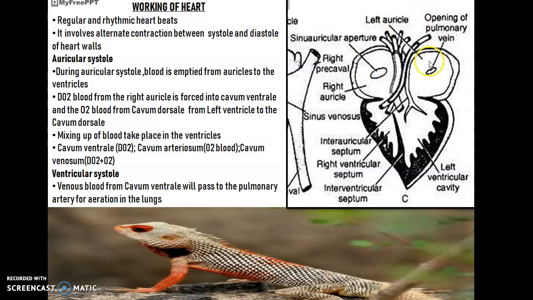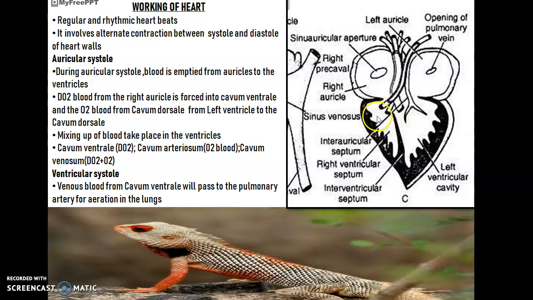Okay, so we know that the right part of the ventricle is mainly concerned with deoxygenated blood, because into this particular area the sino-auricular aperture is open. We know that the sinus venosus is a region into which most of the venous blood from the body enters. So during auricular systole, the venous blood from the right auricle will move into the right part of the ventricle, and hence the deoxygenated blood from the right auricle is mainly moving into the cavum ventrale.